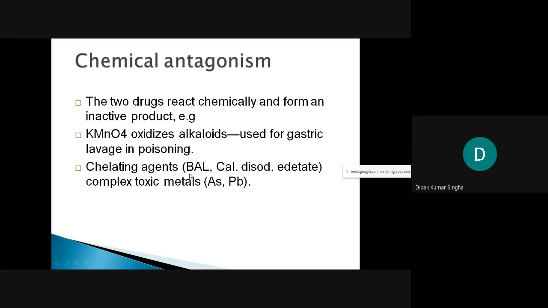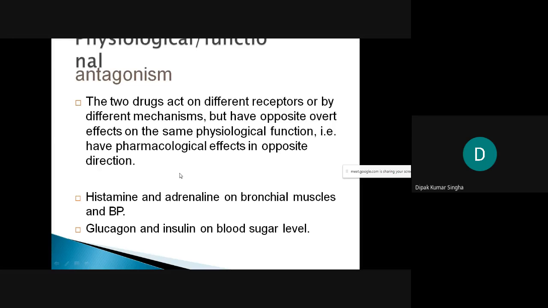The chelating agents are BAL, British anti-lewisite, and calcium disodium EDTA. They form complexes with toxic material, for arsenic and lead (Pb) poisoning. They are used as chelating agents. This also comes up as a question: what are the functions of BAL and calcium disodium EDTA? They are used just as chelating agents, BAL for arsenic poisoning, and for iron poisoning and lead there are other chelating agents used for chelation of these particular components.